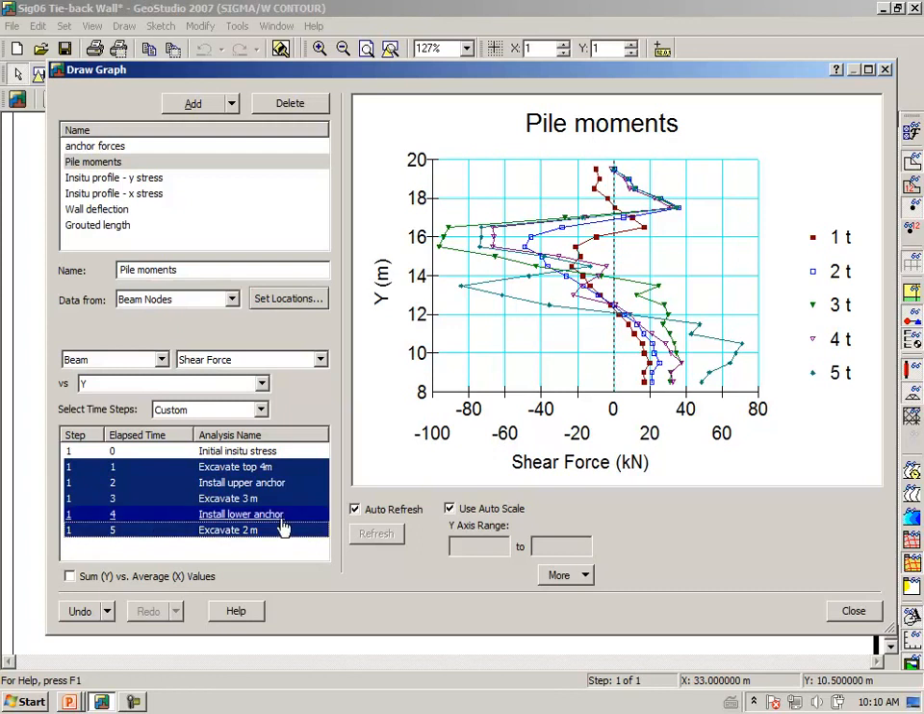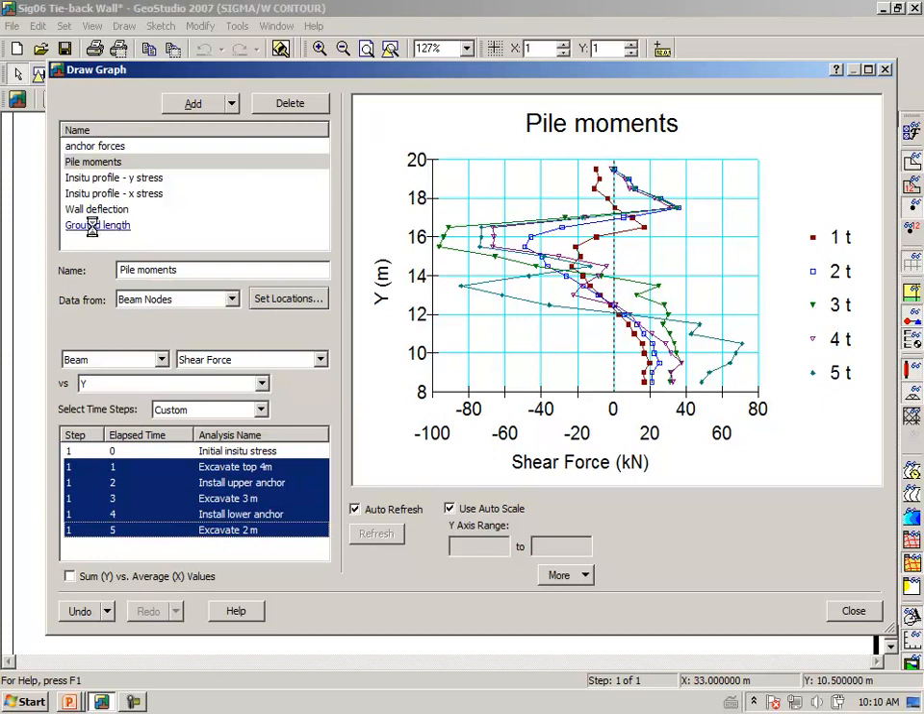This just illustrates that sigma W can be used to look at things like moment distribution in structural members, and it is one of the big features about doing a soil structure interaction.